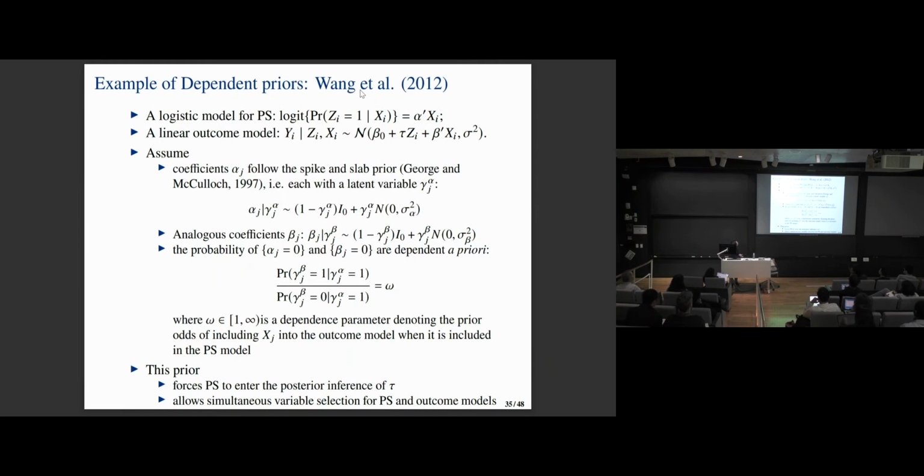I mean, how many of you know the spike and slab prior? Maybe not. Okay, so I'm going to skip this part. The idea is this paper basically says that if you have a propensity score model, you need an outcome model. And in both cases, you have a lot of covariates, so you want to do some selection, right? You select your propensity score model, you select your outcome model.